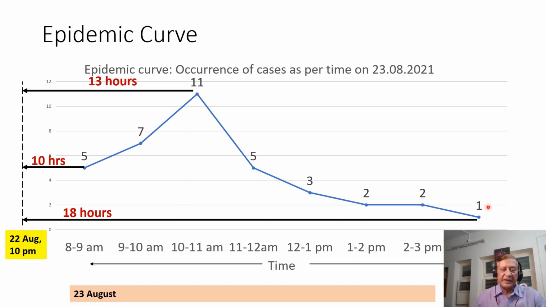And the same thing, if we go back by 18 hours, which is the maximum incubation period, from the last case which happened at 3 p.m., we'll again come to the point which corresponds with 10 p.m. of 22 August. And all these three are corresponding with this point of time, and we know that the meal which was eaten at this point of time in the mess was the dinner of 22nd of August. And therefore, it is the dinner of 22nd August which is the meal which needs to be further investigated now.